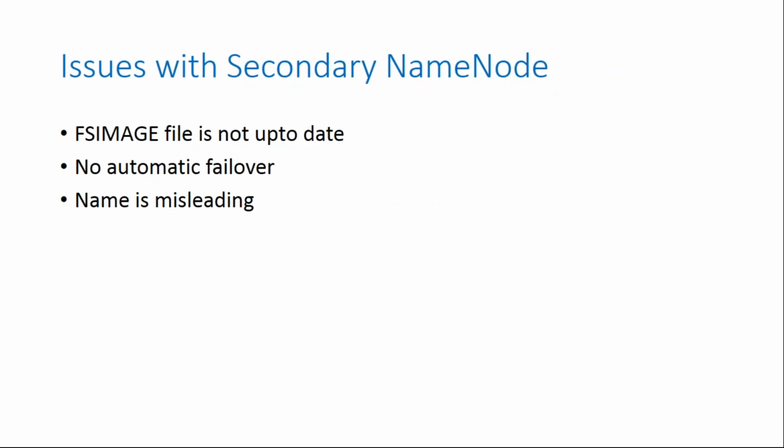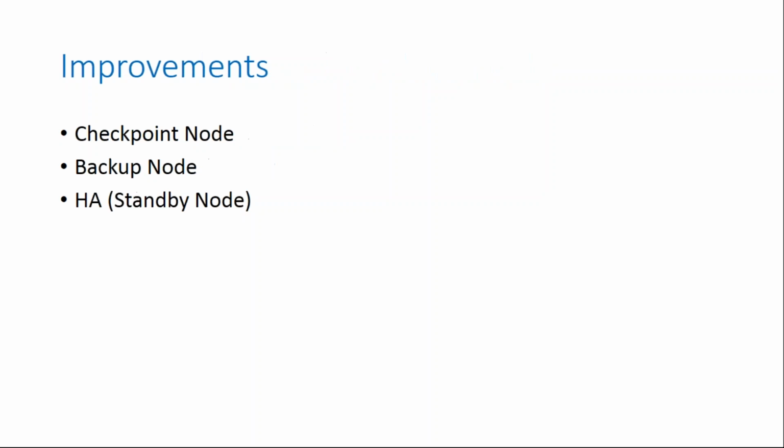So there is no automatic failover. The switch of this name node with a new name node is not straight away. There is no automatic failover mechanism at all. At the same time, this name is a bit misleading. That's what they felt over time, but they're still using it in some places. The secondary name node gives an impression that the failover, the switch, is automatic, which is not the case in reality.